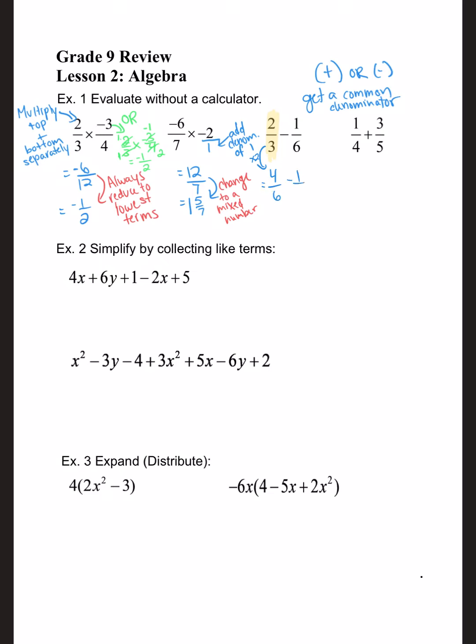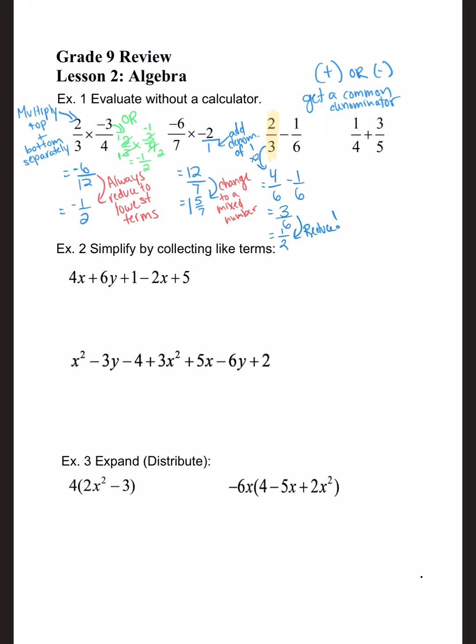And we don't need to do anything to that second fraction. It already has a denominator of 6. So now when we're adding and subtracting, all we do is add or subtract the numerators and leave the denominator alone. So 4 minus 1 is 3. We leave that denominator alone, and we want to make sure we reduce it. So always, always, always reduce.